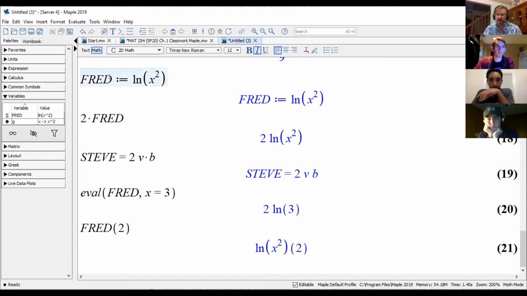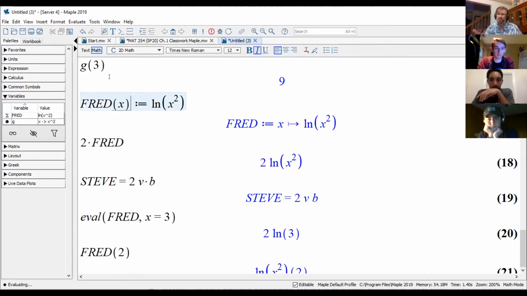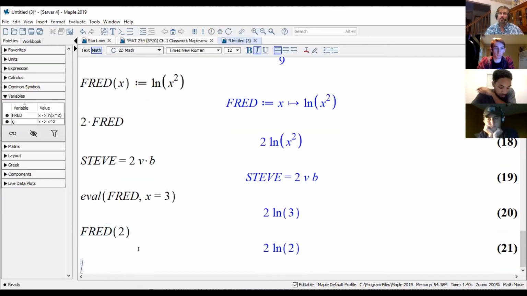Again, I am not the end-all be-all of how Maple works. I assume that that's how it would work, and sure enough, it does. And so down here, when I say Fred of 2, it'll do it properly that time. Notice Maple says 2 natural log of 2, but that's the same thing as the natural log of, pull the 2 in front inside as a power. It's the same thing as natural log of 2 squared.